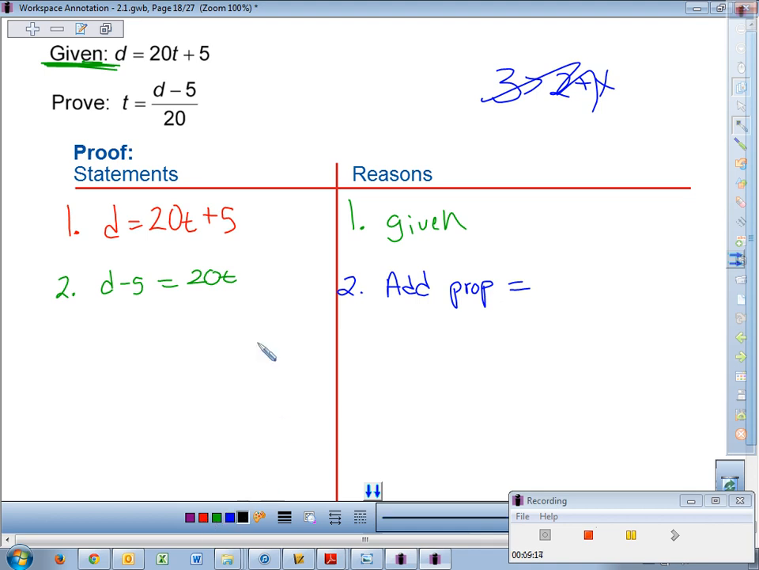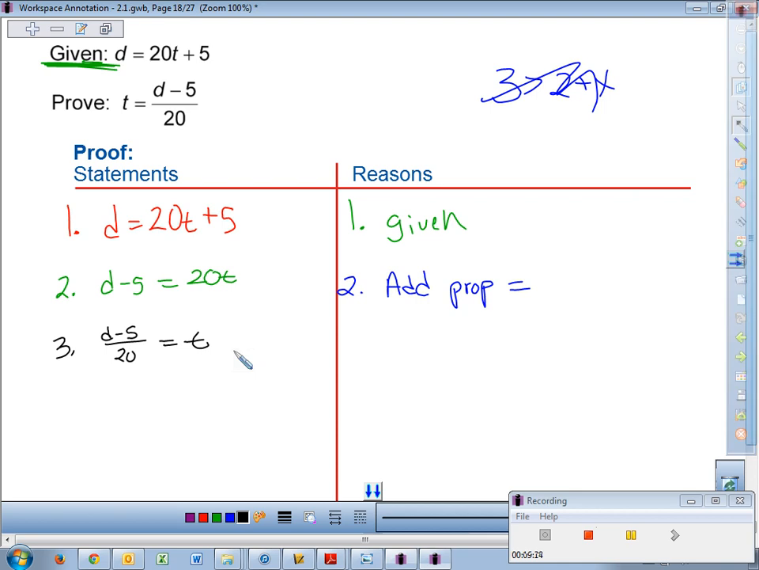Wouldn't you divide both sides by 20? Now normally we do that to all 3 terms, but what they did right here was just divide by 20 and divide by 20 like that. You with me on that? So that's what we'd get. We'd get step 3: (d minus 5) over 20, and wouldn't that equal t?